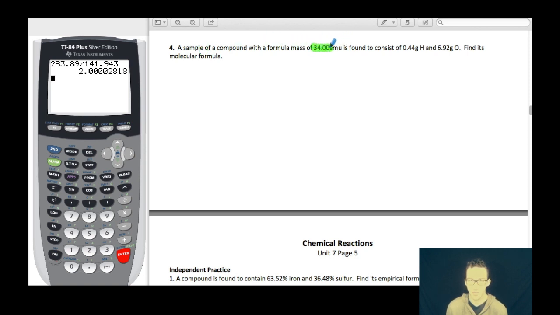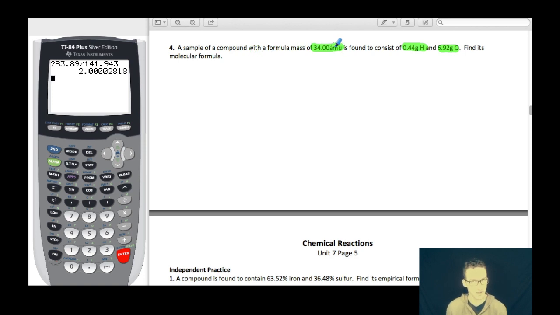Alright, so the last one on the block for us here, a sample of a compound with a formula mass of 34.00 AMU is found to consist of 0.44 grams hydrogen and 6.92 grams oxygen. Find its molecular formula. Okay, so again, we want the molecular formula. And we're told that the formula mass of that compound is 34.00 AMU.